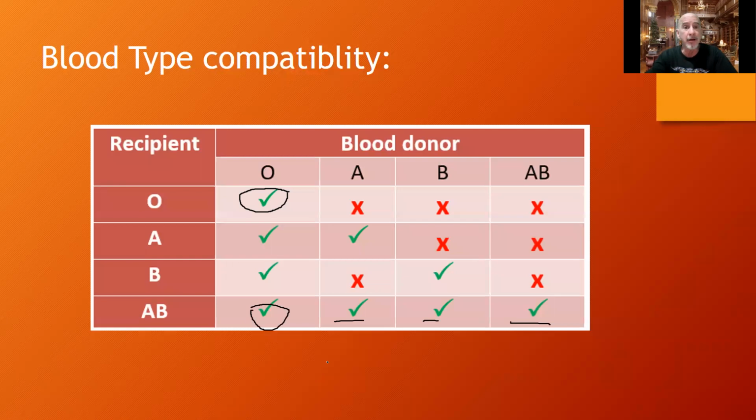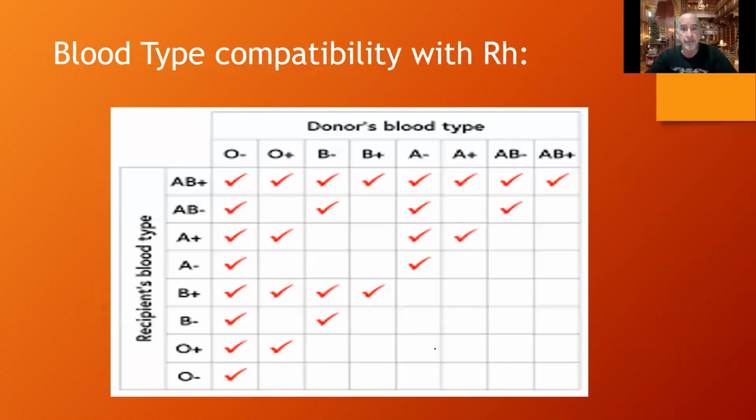Now, when we add the RH factor, it gets a little more confusing. And there, it's a lot easier if you don't try to memorize the whole chart. You just memorize a couple of rules, and I'll tell you what those are in a moment. But when you add the RH positive, RH negative factor, it gets a lot more confusing.